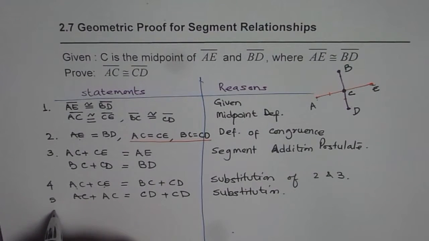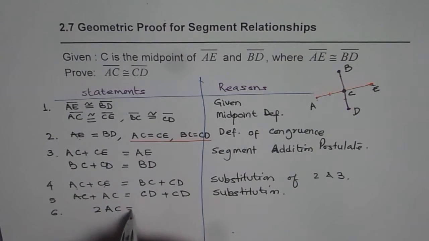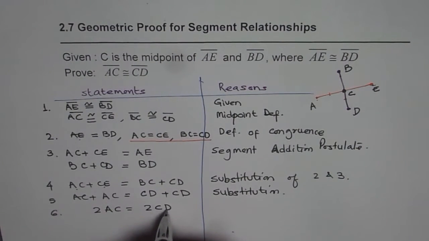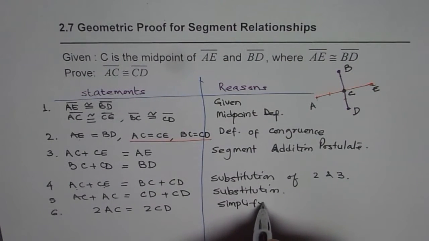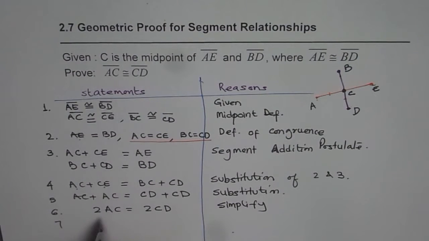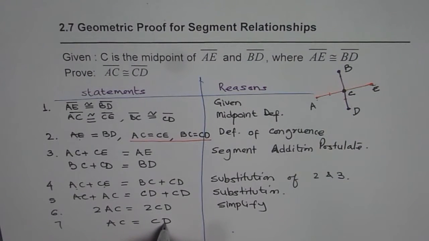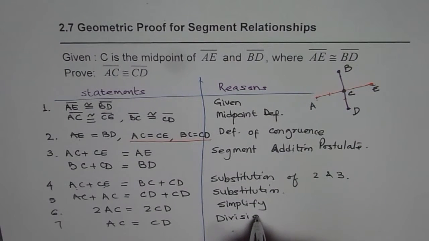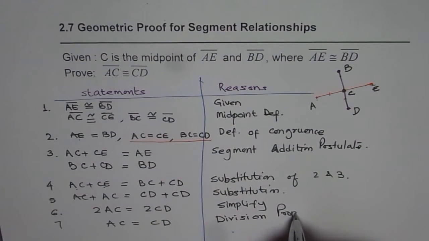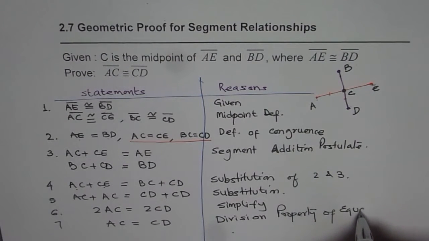Now we can simplify and write this as 2AC equals 2CD. If I divide both sides by 2, what do we get? We get AC equals CD, and this is the division property of equality.